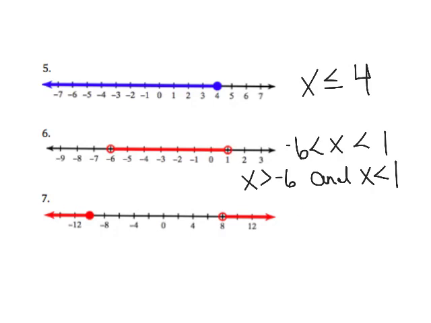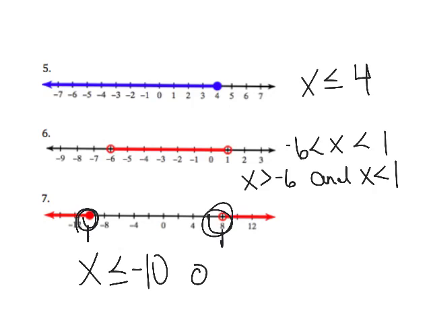So we're going to write an or inequality here. So when we write this, it looks like it's at -10 right there, right? And it's at an 8 right there. We've got a closed circle here and an open circle here. So we're going to do x less than or equal to -10 or x greater than 8.